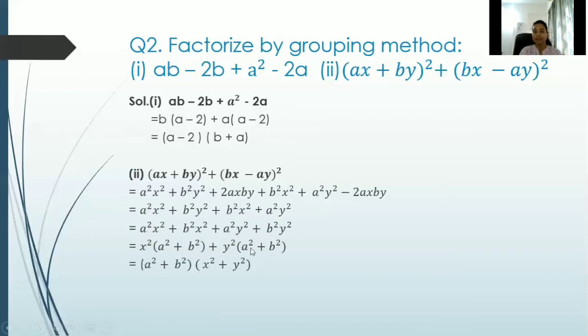Now pay attention here. What is the common term here? A square plus b square, right? So take a square plus b square out, and this x square plus y square will be left inside. So your factorization is done. This is your answer.